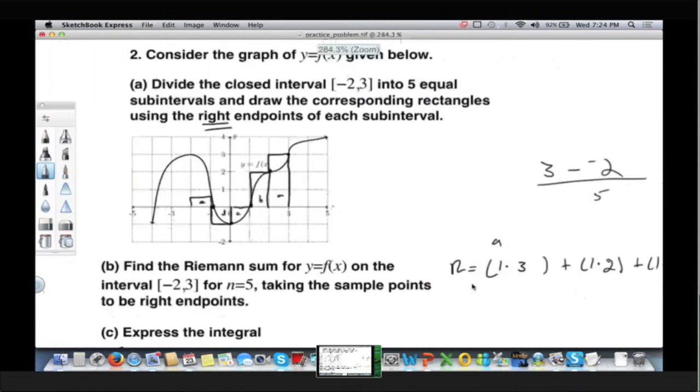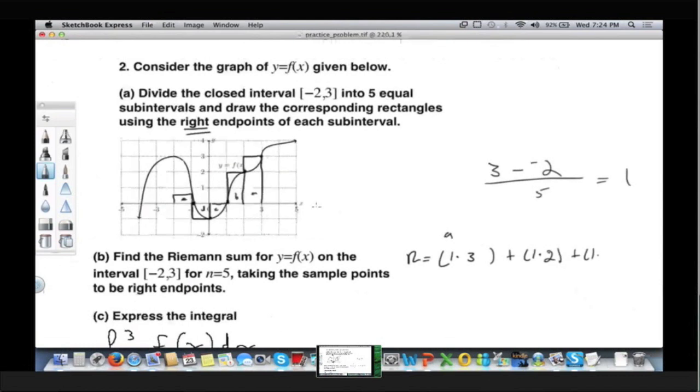Okay. So this one's at 2. This one is at 1. That one's at 0, sorry. That's B, that's C. B is 1 times -1.